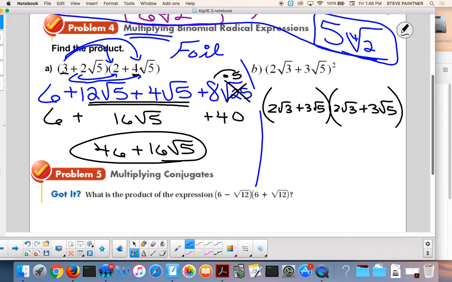Foil it. It's just foil it again. The big trick is write it out. Write it out twice. Foil it. Get an answer. See what you get. 4 square root of 9. Although if you know that, it's 3.